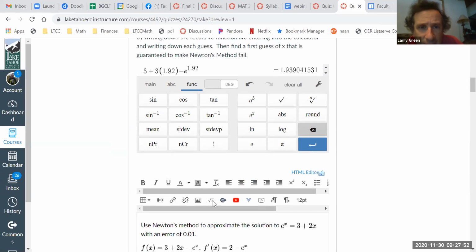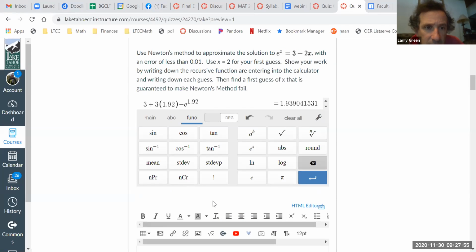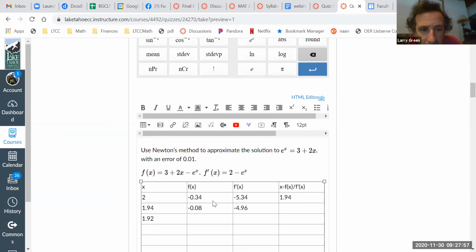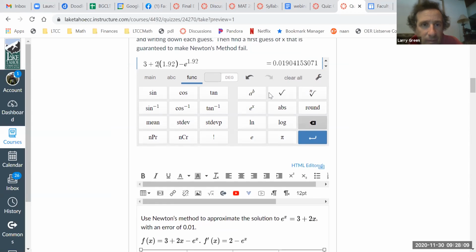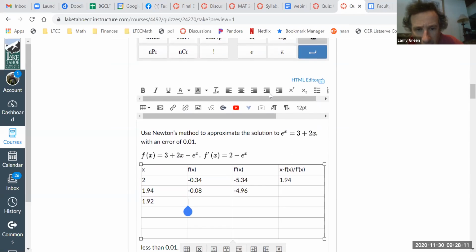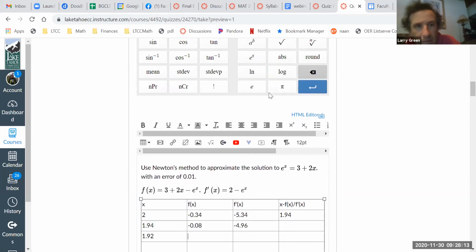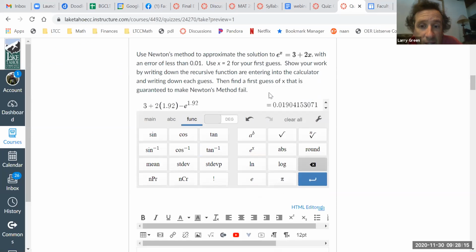Oh, wait, did I get that right? Oh, no, that's not what I want to plug in. 3 plus 2x. I knew something got weird. Much better. Okay, and then we get 0.02. That's better. Was it positive? Yeah.